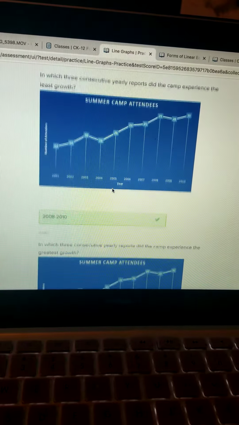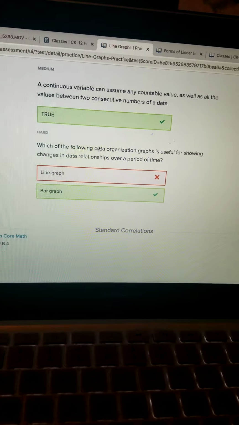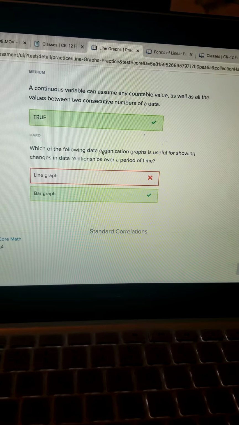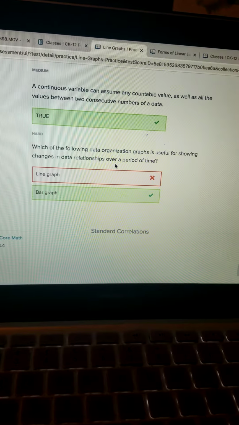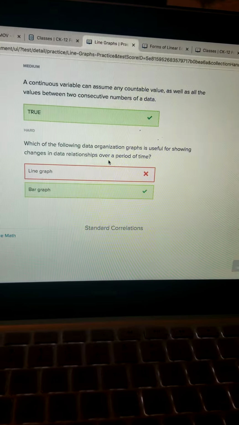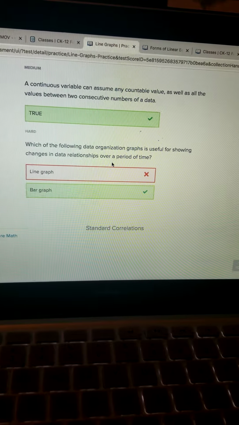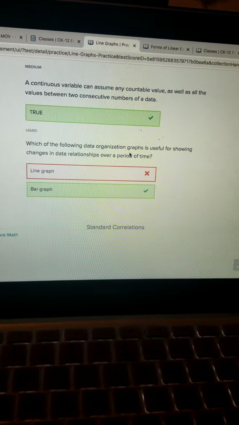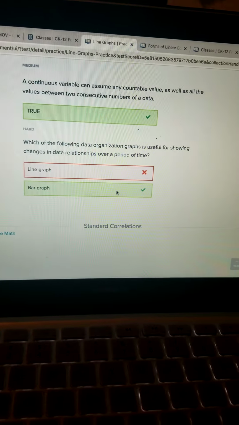That was probably just hitting buttons, or maybe someone was using this. Anyway, we wanted to know why we got this wrong. Bar graph. Which of the following data organizational graphs is useful for showing changes in data relationships over a period of time? Line graph is the change of data over time. Changes in data. Okay, they want to say that.